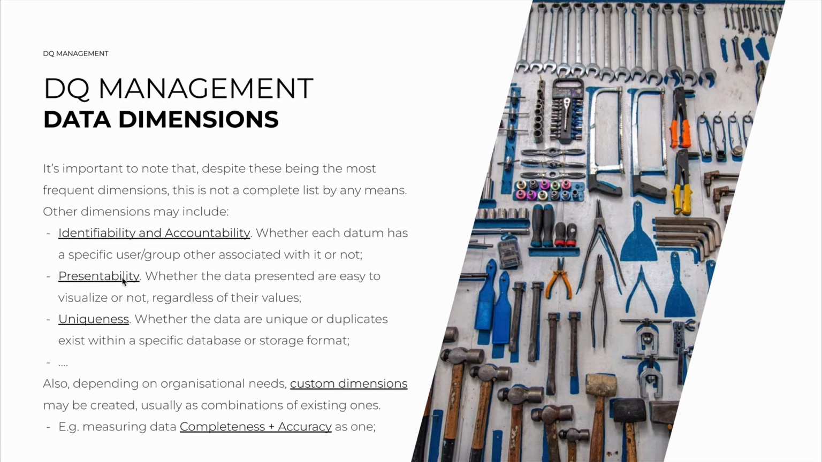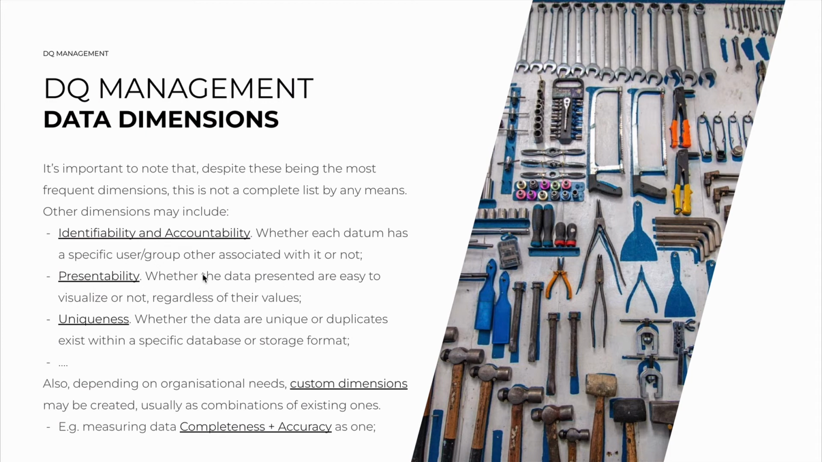Another example is presentability. That is, whether the data presented are easy to visualize or not, regardless of their values. For example, you may have two columns, one with expenses and one with profit, but the profit one is in a character format instead of a number format. So although the information is there, you can't plot it visually because you can't plot numbers against character strings.